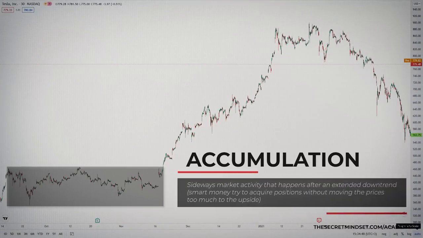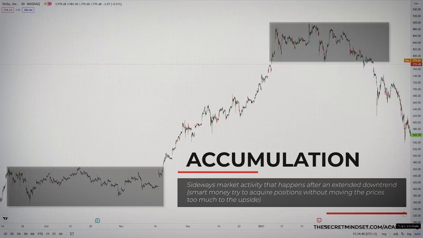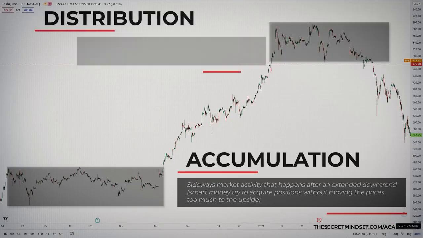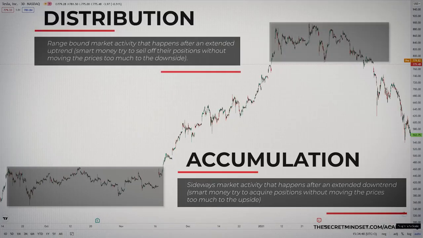This is the phase where the smart money tries to acquire positions without moving the prices too much to the upside. Distribution is a range-bound market activity that happens after an extended uptrend. This is the phase where smart money tries to sell off their positions without moving the prices too much to the downside. You may want to watch this video first if you want to know the basics of Wyckoff trading.